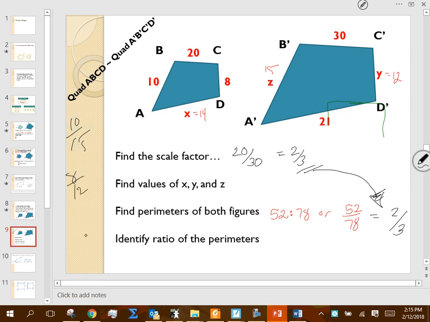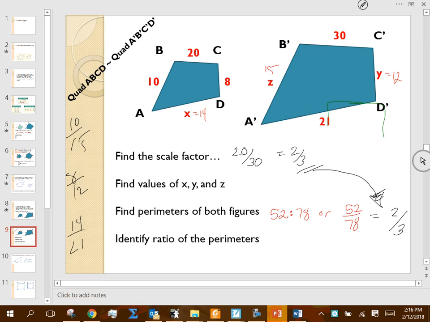2/3. What's 14 compared to 21? 2/3. Okay? Well, if I just add all those up, I just get that 2/3 again, right? Okay? So I'm going to ask you questions. That's a fact. You might want to write down: the ratio of perimeters is exactly the same as the scale factor, or exactly the same as the ratio of two sides, two corresponding sides.